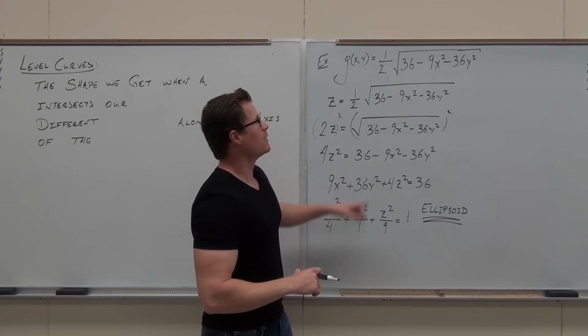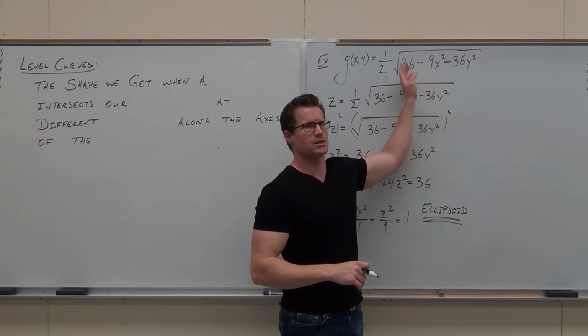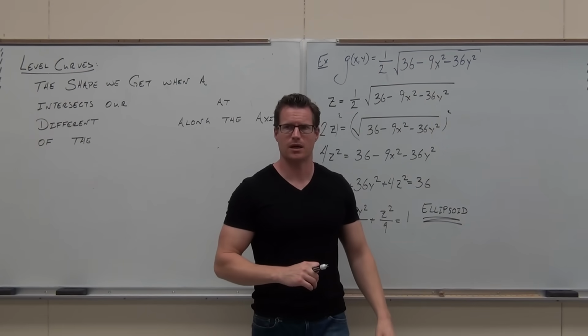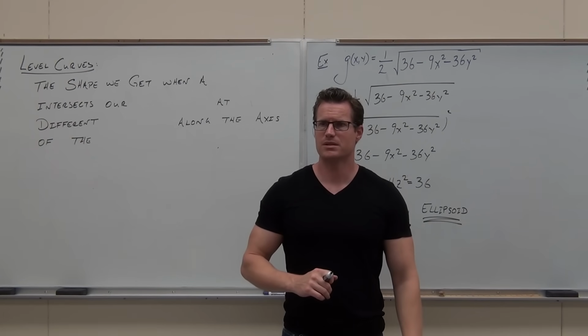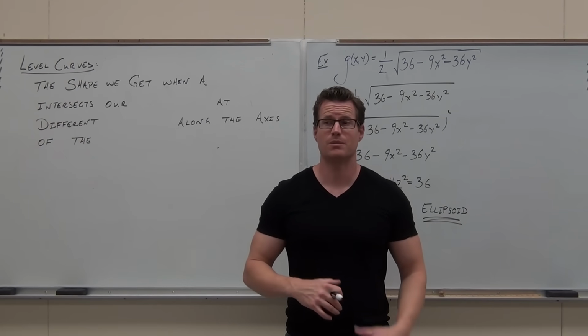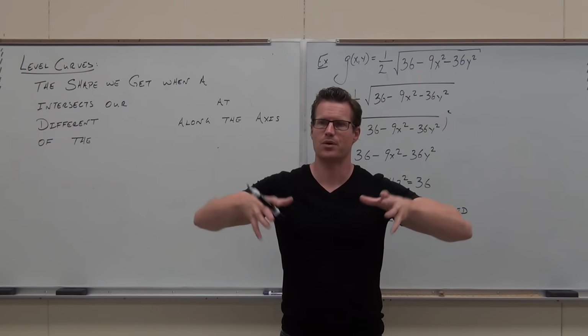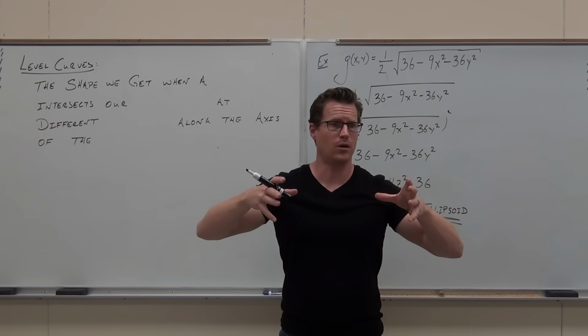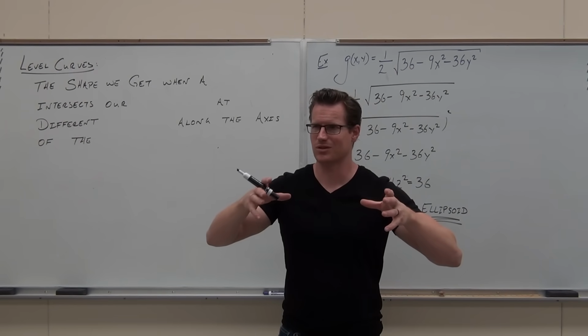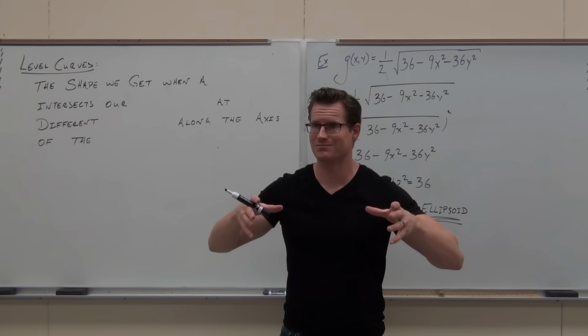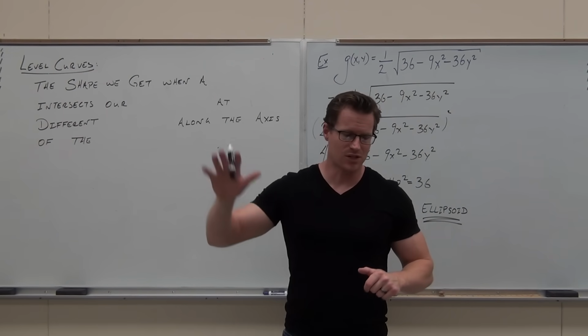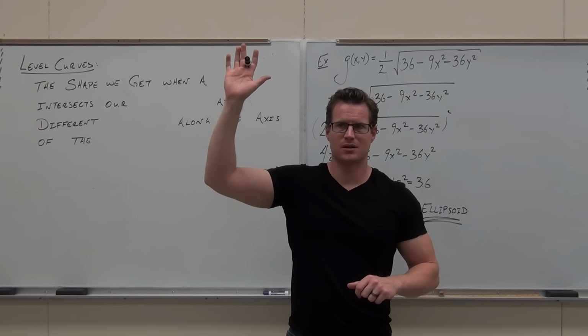One thing though, notice this domain: the inside of the square root, you cannot get negative. That means that if you're taking square roots of all positive numbers, you're getting positives out. That means that our z cannot be negative. This is the upper part of that football, upper part of that ellipsoid. Otherwise, we fail our domain. So if you understand the concept of graphing these, it should look familiar.